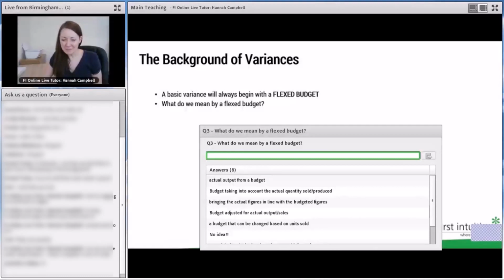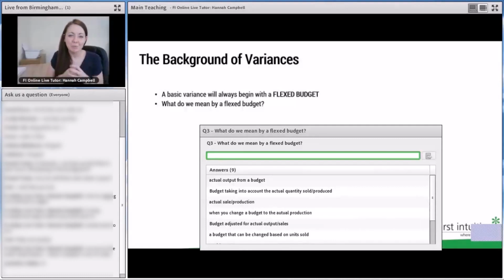So yes, a flexed budget is absolutely a recalculation of the budget, but based on our actual units, the actual units that we've sold or the actual units that we have produced. If we didn't do this, we would be comparing a budget which could be based on 1,000 units compared to actual information which could be 2,000 units. Now, when we calculate the variance, we don't know if it's because of our actual performance or simply just because we have produced more or less than what we budgeted for.